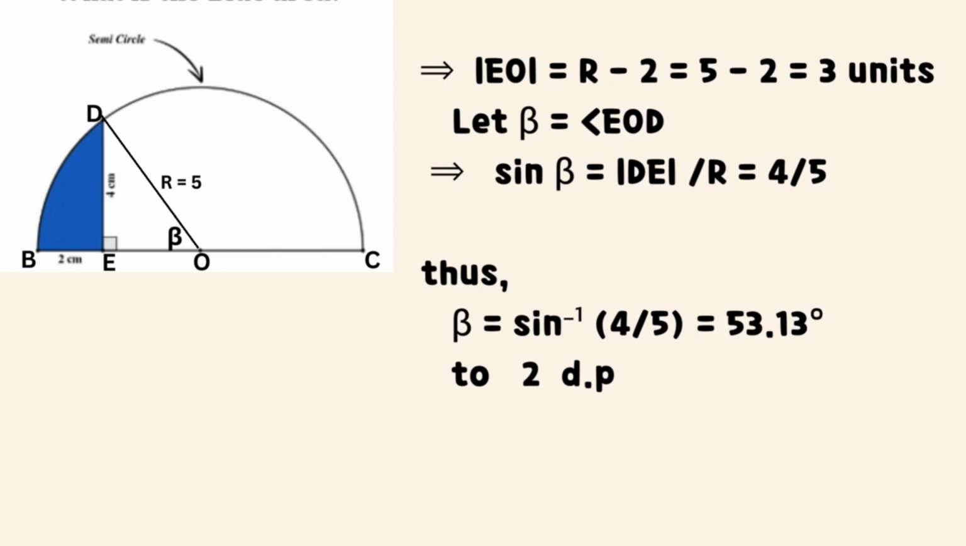Thus, sine beta equals DE divided by R, which equals 4 divided by 5. Thus, beta equals sine inverse of 4 divided by 5, which equals 53.13 degrees to 2 decimal places.